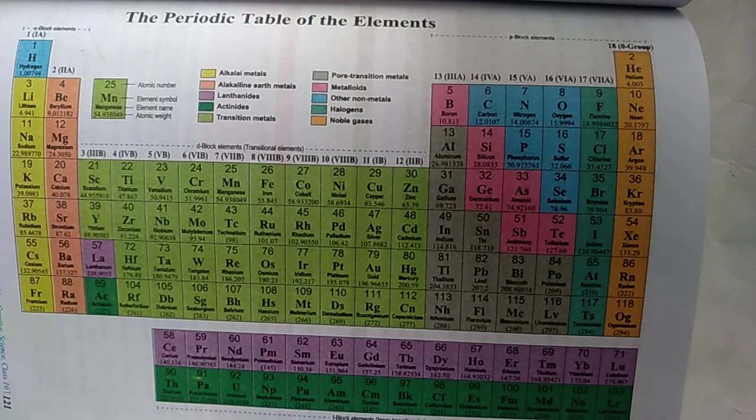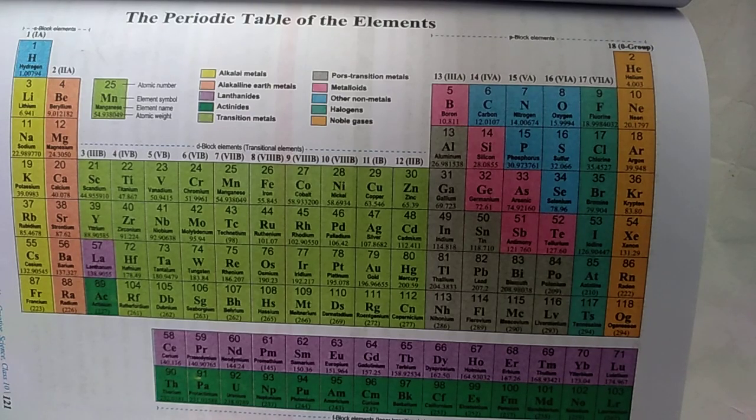Now the table which you can see here is the modern periodic table, which is based on the order of increasing atomic number of elements. It is made on the basis of increasing order of the atomic number of elements, and it is based on the modern periodic law given by Henry Moseley. Modern periodic law states that the physical and chemical properties of the elements are periodic functions of their atomic number.